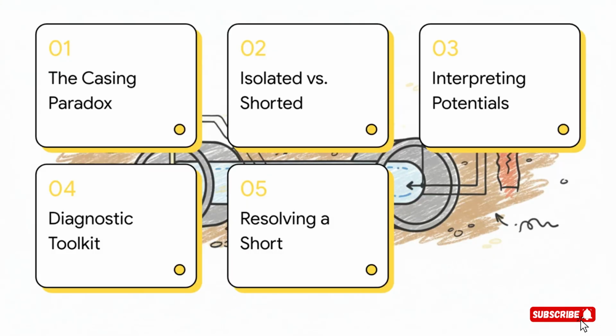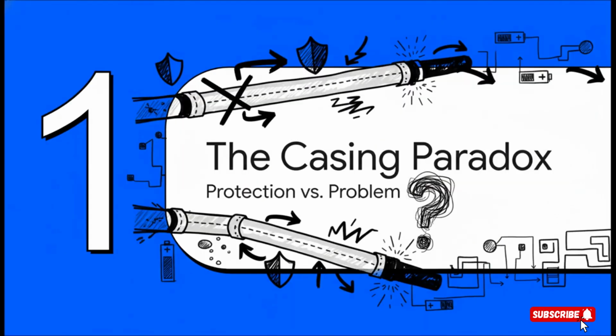So where are we headed? Well, we're going to follow the exact logical path a technician would take out in the field. First, we'll get our heads around the basic problem, this paradox with the casings themselves. Then we'll shift into diagnostics, figuring out how to tell a good casing from a bad one. And finally, we'll look at the toolkit, the actual things we can do to fix a problem when we find one. First up, let's tackle this central conflict.